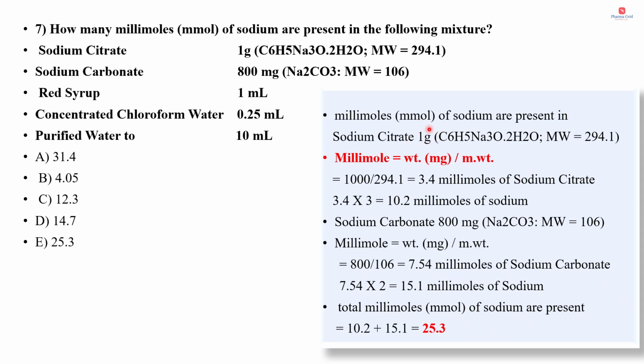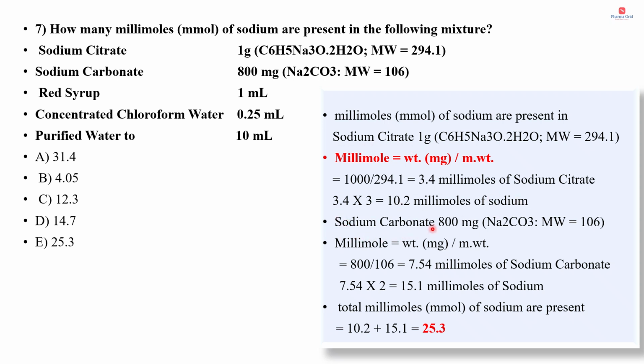Here weight is given in gram, that is 1 gram. So convert this into milligram. We will get it as 1000 milligram divided by molecular weight 294.1. So substitute these values in this equation. We will get it as 3.4 millimoles of sodium citrate. But see the structure here. In this sodium citrate, it consists of 3 atoms of sodium. Okay, so multiply this value with 3, that is 3.4 into 3, that is equal to 10.2 millimoles of sodium. It is the number of millimoles of sodium present in sodium citrate.